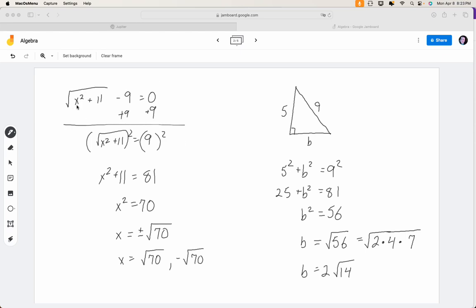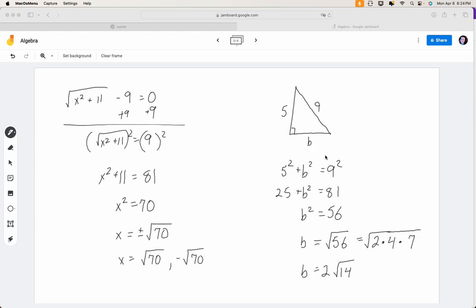Here we've got the square root of x squared plus 11, minus 9, is equal to 0. We add 9 to both sides. We square both sides, which gives us x squared plus 11 is equal to 81. Subtracting 11 from both sides, we get x squared is equal to 70. Unsquare again, and then we get x is equal to plus or minus the square root of 70. We've got two blanks for the value of x, so we have to split this: positive square root of 70, negative square root of 70.